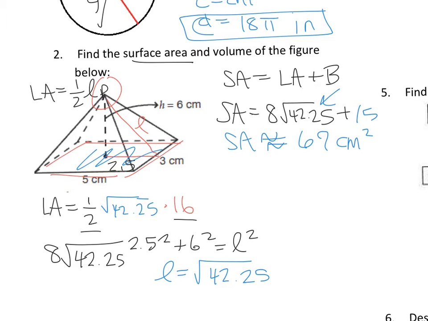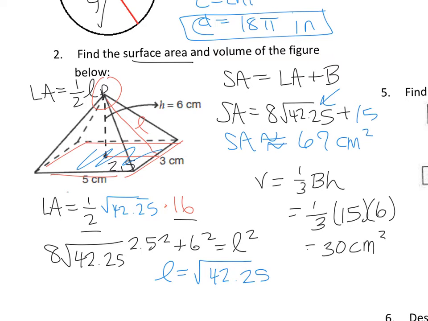And then I'm going to do the volume. The volume of a pyramid is 1/3 the area of the base times the height. Volume is 1/3, the area of the base is 15, and the height is 6. So it's 30 centimeters cubed.